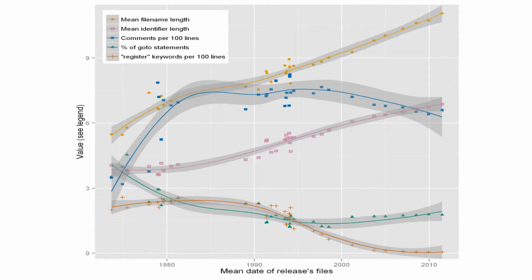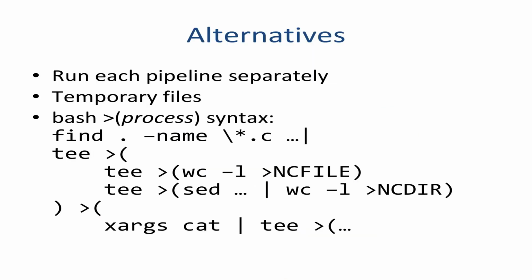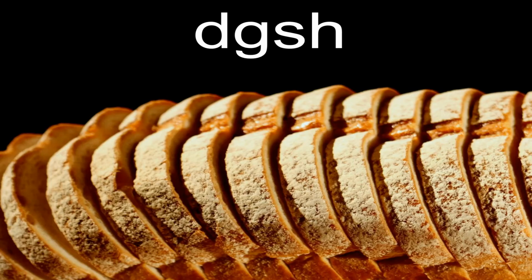I started working on DAGs when I wanted to study the evolution of C programming practices over long periods of time. To do this, I had to repeatedly process the output of some commands with others and then gather together the results. There are 3 alternatives for doing this, however none of them are really satisfactory. To answer this problem, we created DAGs, the Directed Acyclic Graph Shell. Some claim it's the best thing since sliced bread.